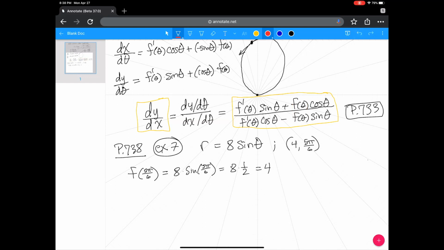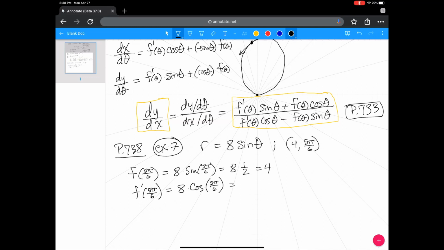All right, so now I'm going to need to also do the derivative for the top and the bottom of the function. So I'm going to plug into the derivative next. So I want to find the derivative evaluated at 5 pi over 6. So the derivative of 8 times sine is 8 times cosine, and I'm plugging in 5 pi over 6.